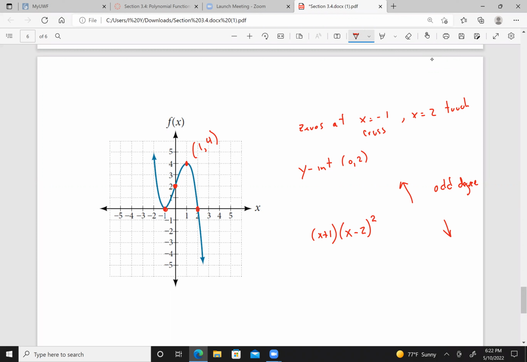So we have some value here, a, so that f of 0 equals 2. So a times 1 times -2 squared. A times 4, a equals 1/2.